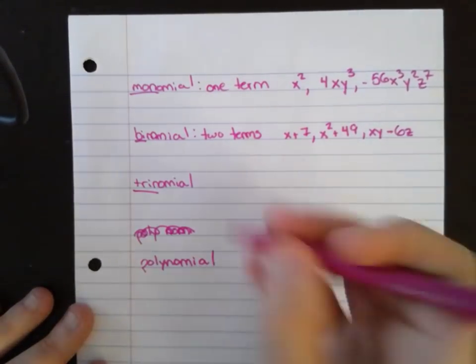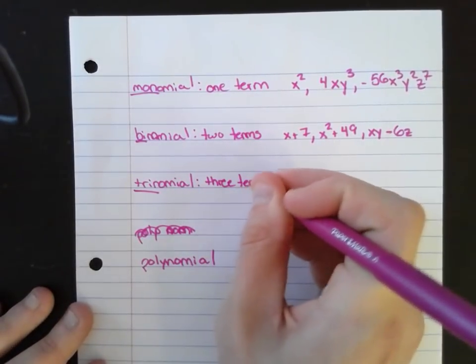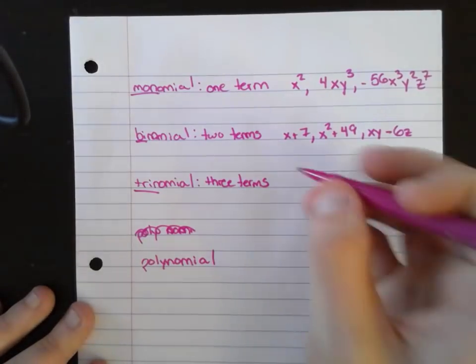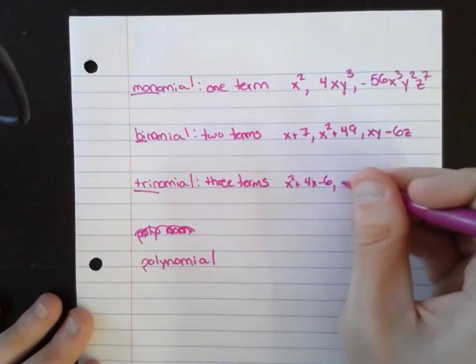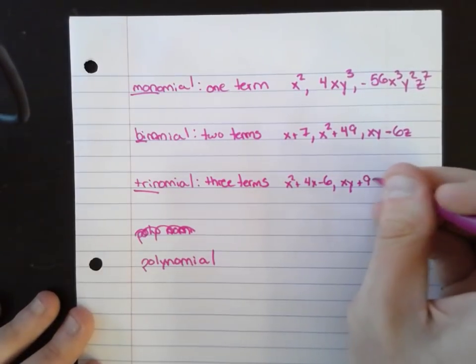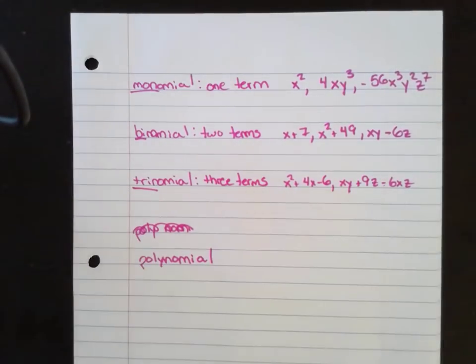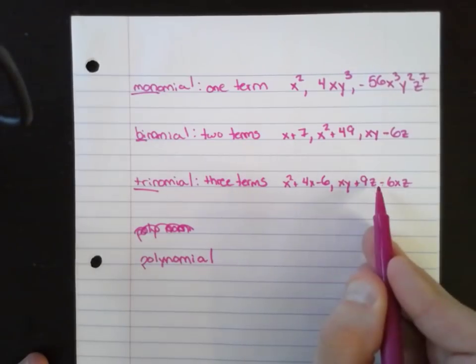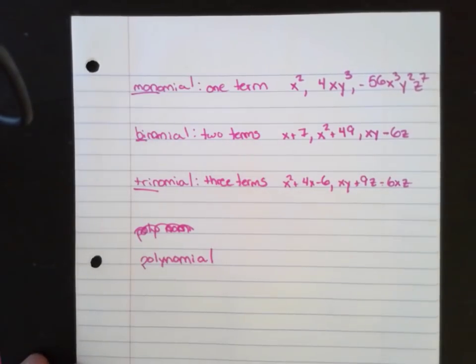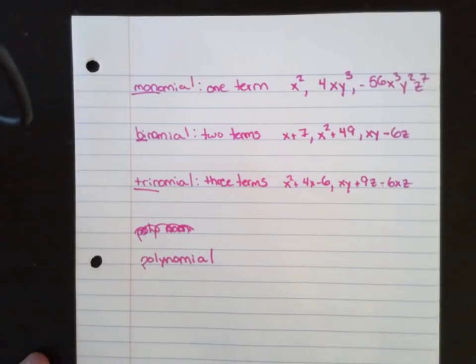Okay? Trinomial. Prefix tri. That means 3 terms. And again, x squared plus 4x minus 6, xy plus 9z minus 6xz. Those are all trinomials because again, there's 3 terms separated by 2 addition or subtraction signs. And the trinomial is also going to be another big one we talk about in the next couple of months.